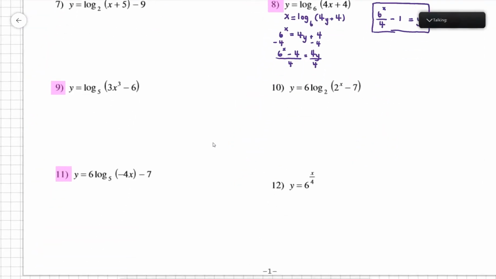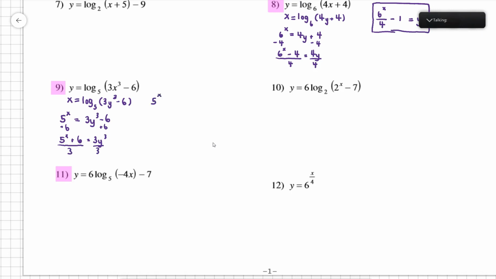Number 9, switch our x and our y's because we're finding an inverse. Convert. 5 to the power of x is equal to 3y cubed minus 6. Add 6. 5 to the power of x plus 6 is equal to 3y cubed. Divide everything by 3.